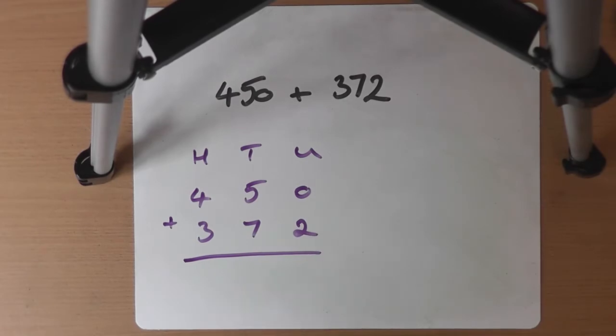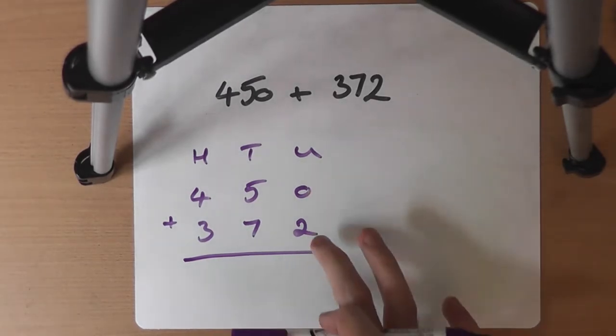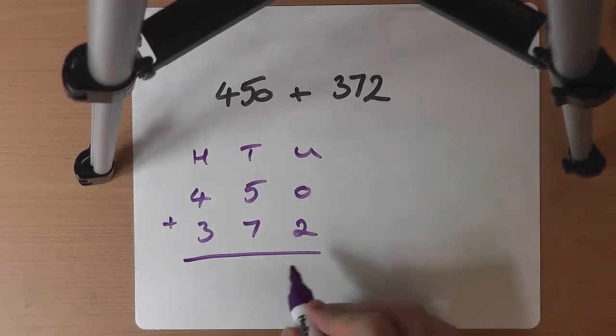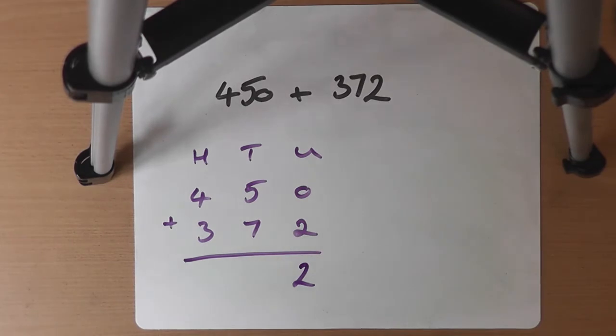Now we're going to add these columns one at a time. We're going to start in the units, and we have no units and 2 units. Adding those together, 0 plus 2 is 2 units. So far, so good. Now we come to the tens, and we have 5 tens, and we're going to add 7 tens.